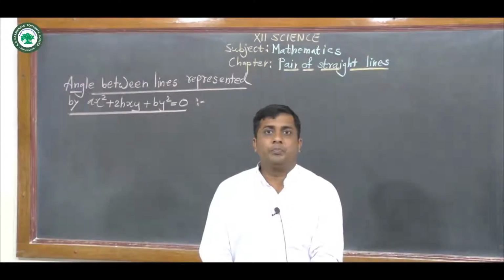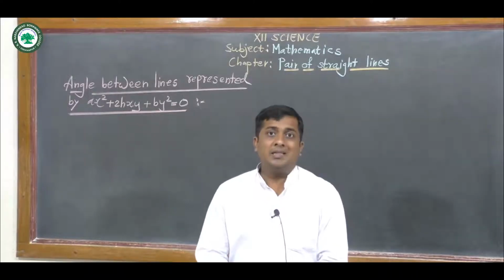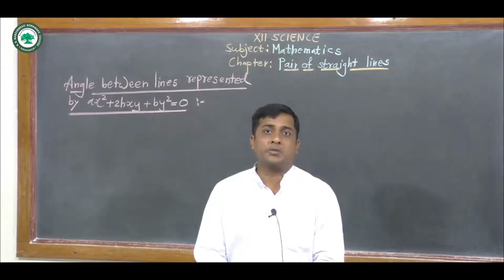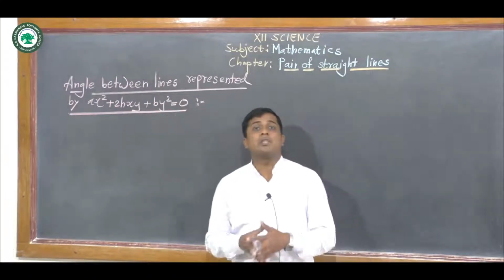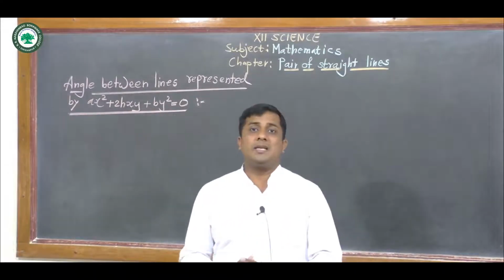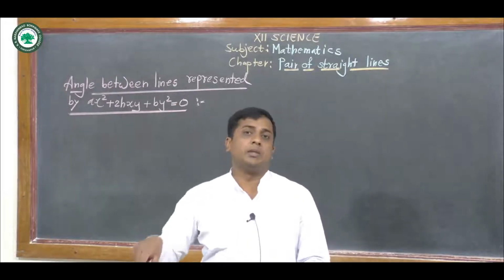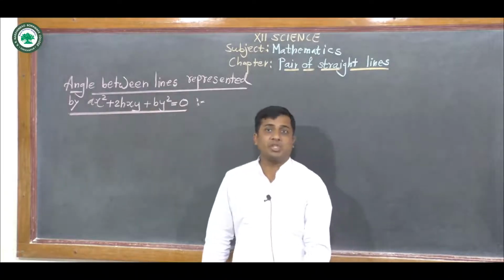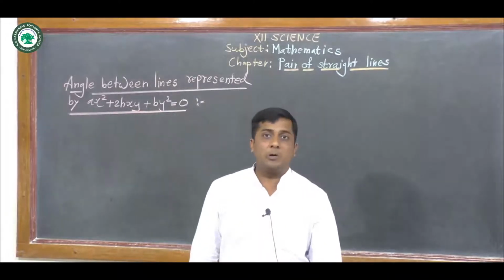Hello everyone. In the previous lecture we studied the concepts related to the chapter Pair of Straight Lines, and in that we studied the sum and product of the slopes represented by the equation ax square plus 2hxy plus by square is equal to 0. Now in today's lecture, we go to our next concept in this chapter, the angle between the lines represented by the equation ax square plus 2hxy plus by square is equal to 0.